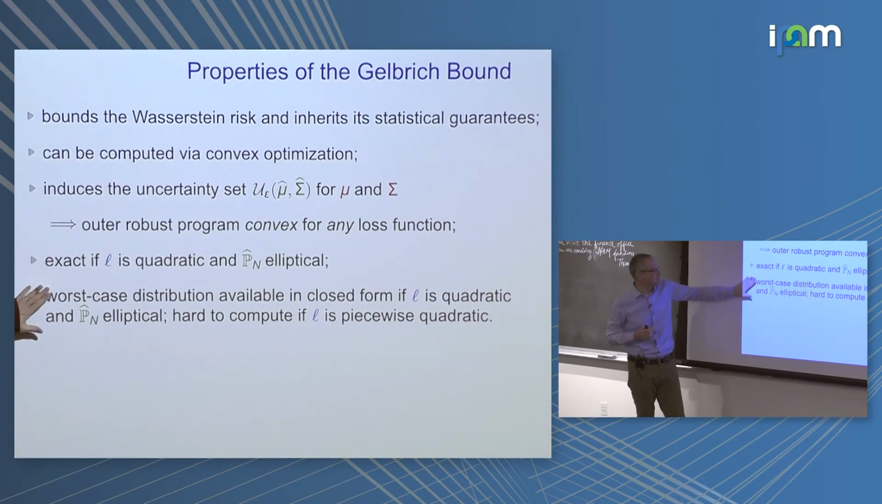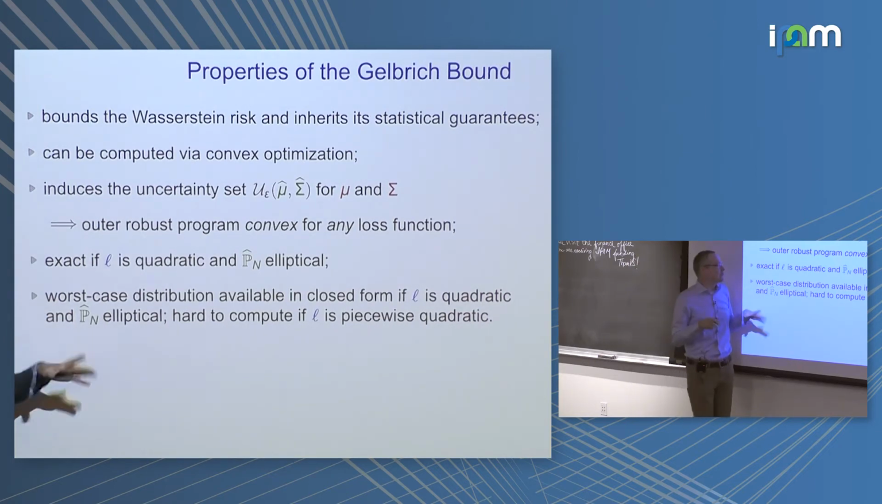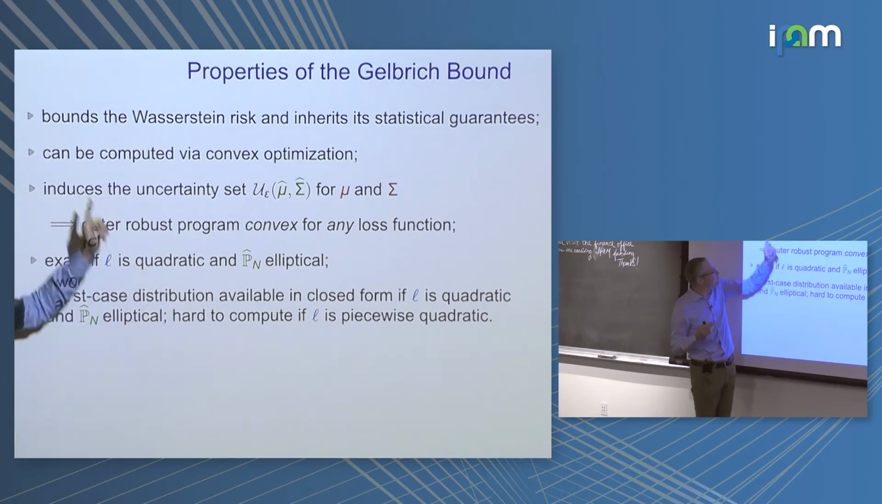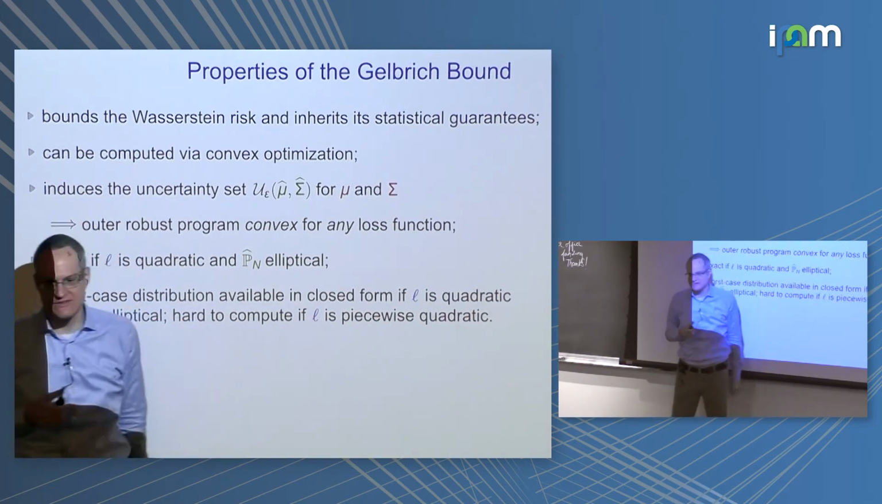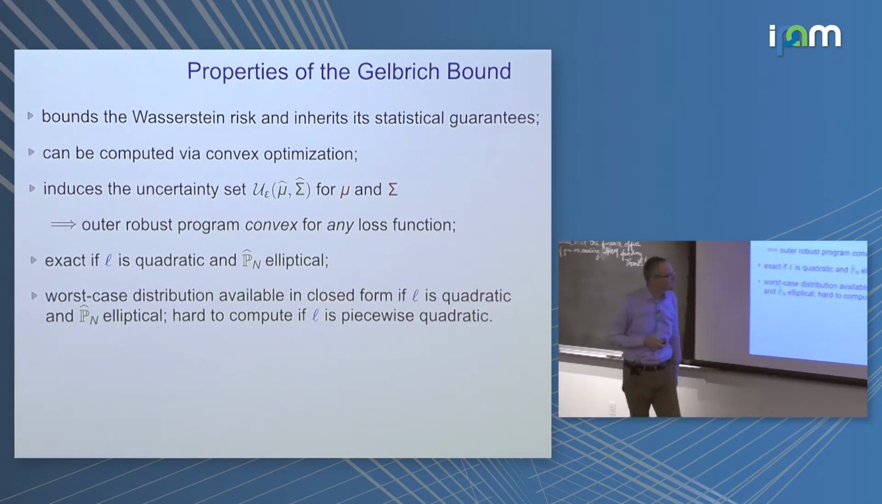So if we have a quadratic loss function and an elliptical nominal distribution, we can compute it in closed form. The worst case distribution for the Gelbrich risk is hard to compute in general if the loss function is piecewise quadratic. So this is NP-hard.